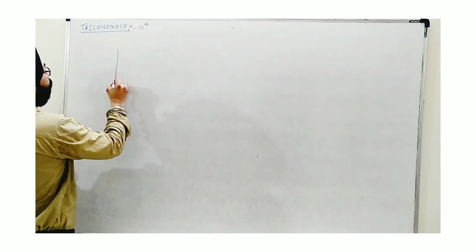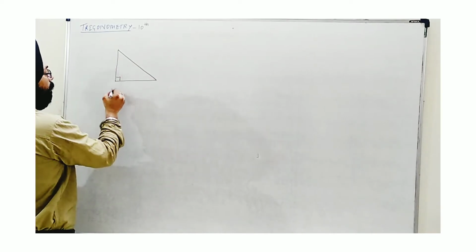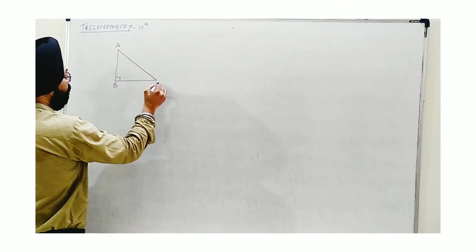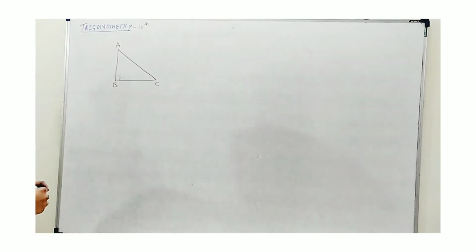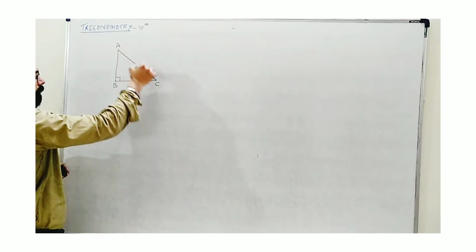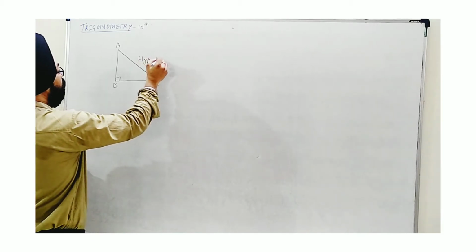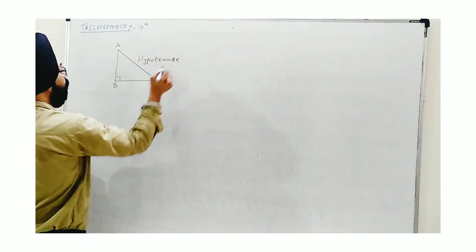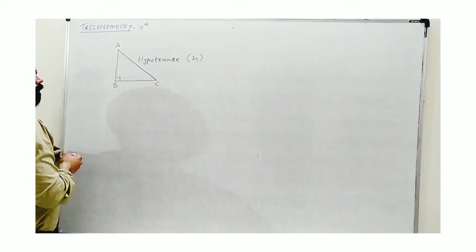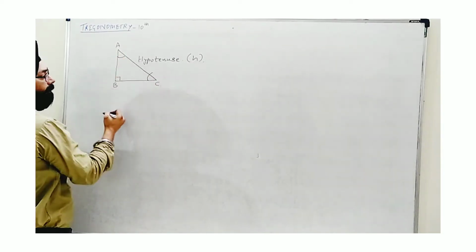Suppose we are having a right triangle ABC. The right angle is being formed at vertex B. Then the side opposite to this 90 degree, in this situation AC, is known as hypotenuse. In short, I will use H. Now other than 90 degree, we are having two angles, and for sure each is acute.